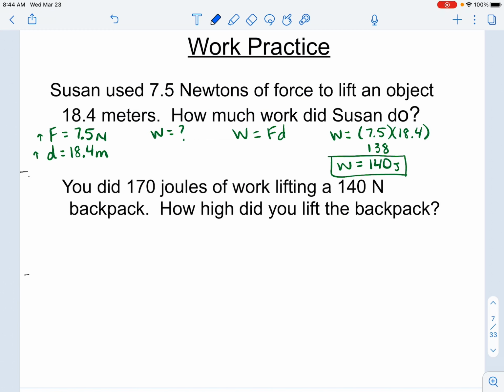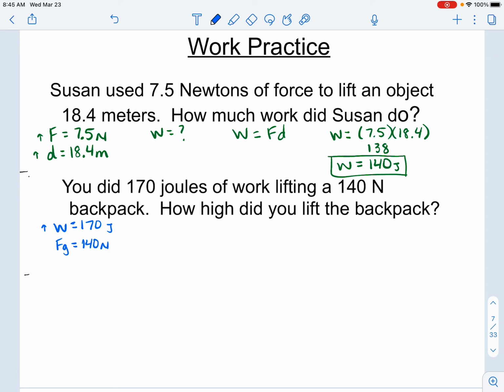Okay, next question. You did 170 joules of work lifting a 140 Newton backpack. How high did you lift the backpack? So now we are going to start with the amount of work that was performed. So they tell us that we have work of 170 joules. And once again, this work was being done so that we could lift an object. So this is a vertical work or work on the y-axis. We are lifting a 140 Newton backpack. So that is actually the weight of my backpack.